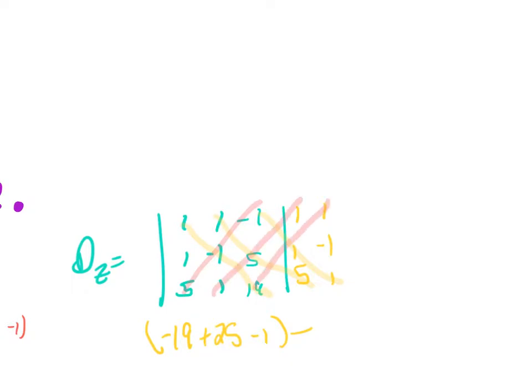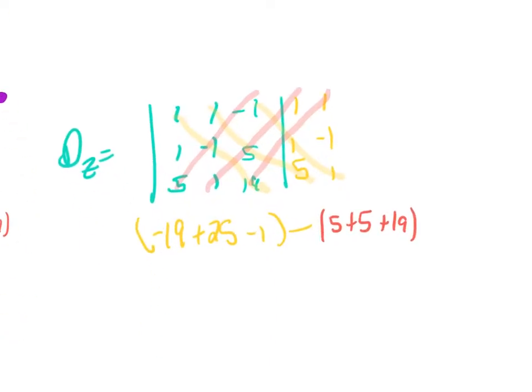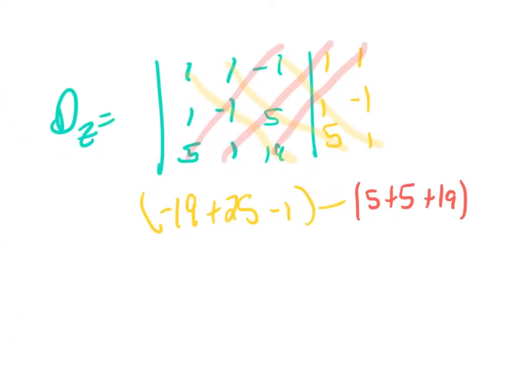5 times negative 1 times negative 1 is going to give me 5. 1 times 5 times 5 is going to give me 5. And 19 times 1 times 1 is going to give me 19. So now we just simplify. Negative 19 plus 25 minus 1 is just going to give me 5. Minus 5 plus 5 is 10. Plus 19 is going to give me 29. So 5 minus 29 gives me negative 24. So our d sub z is negative 24.